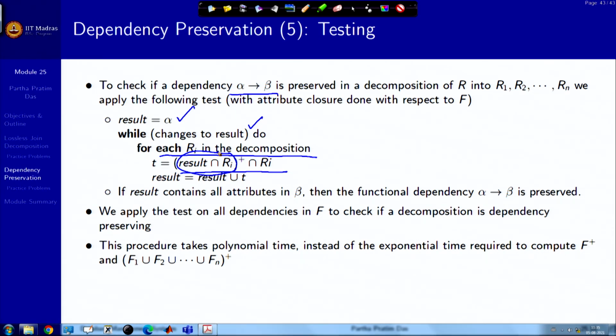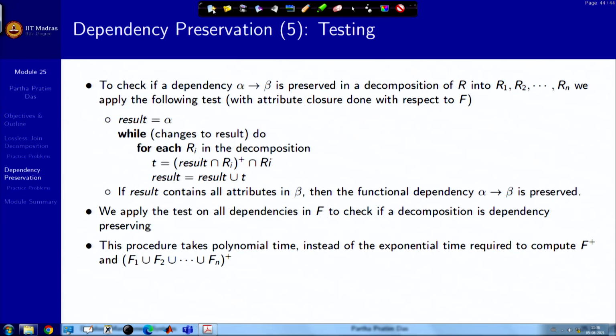Why do I take first the intersection? I take the first intersection because that is what I can check. Then I take the closure. Why do I take the second intersection? Because that is the result that I can use, and what we have got I add to the result. I keep on doing this. So, what I get is at the end, when it ends, if the result contains beta, result is a superset of beta, then I know that alpha determining beta can be checked, can be preserved in this decomposition.